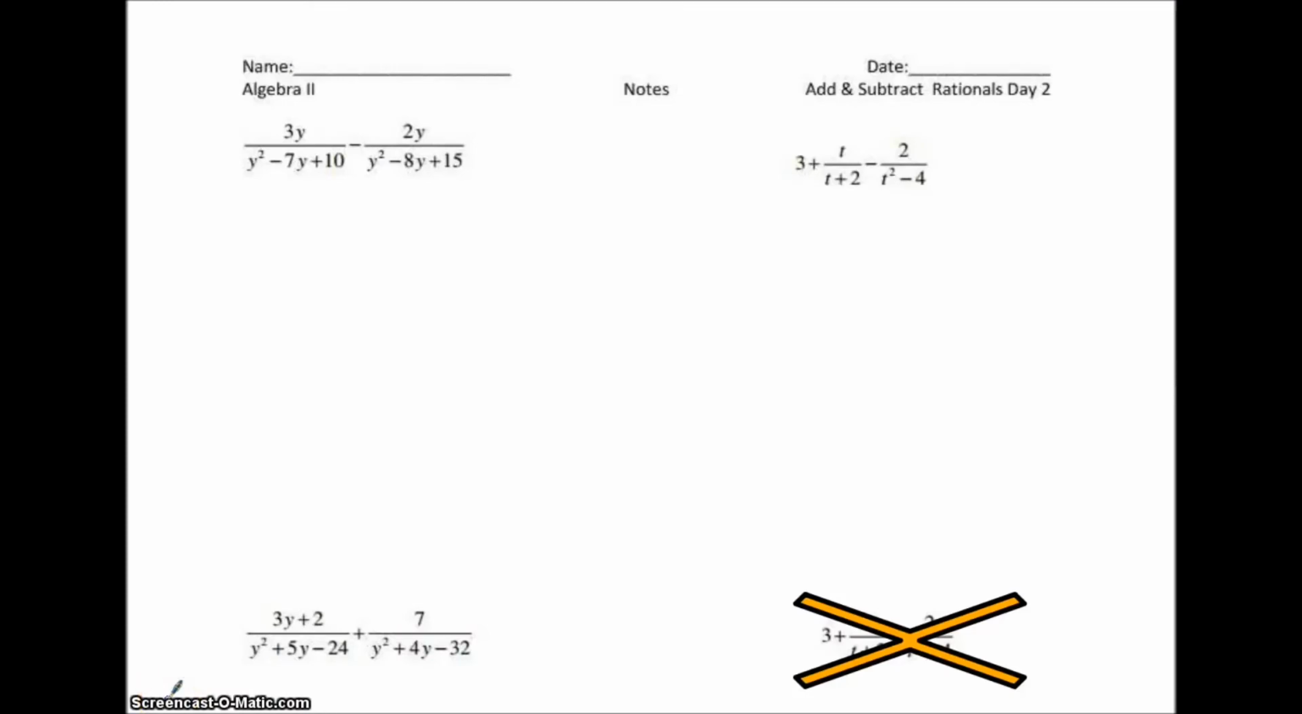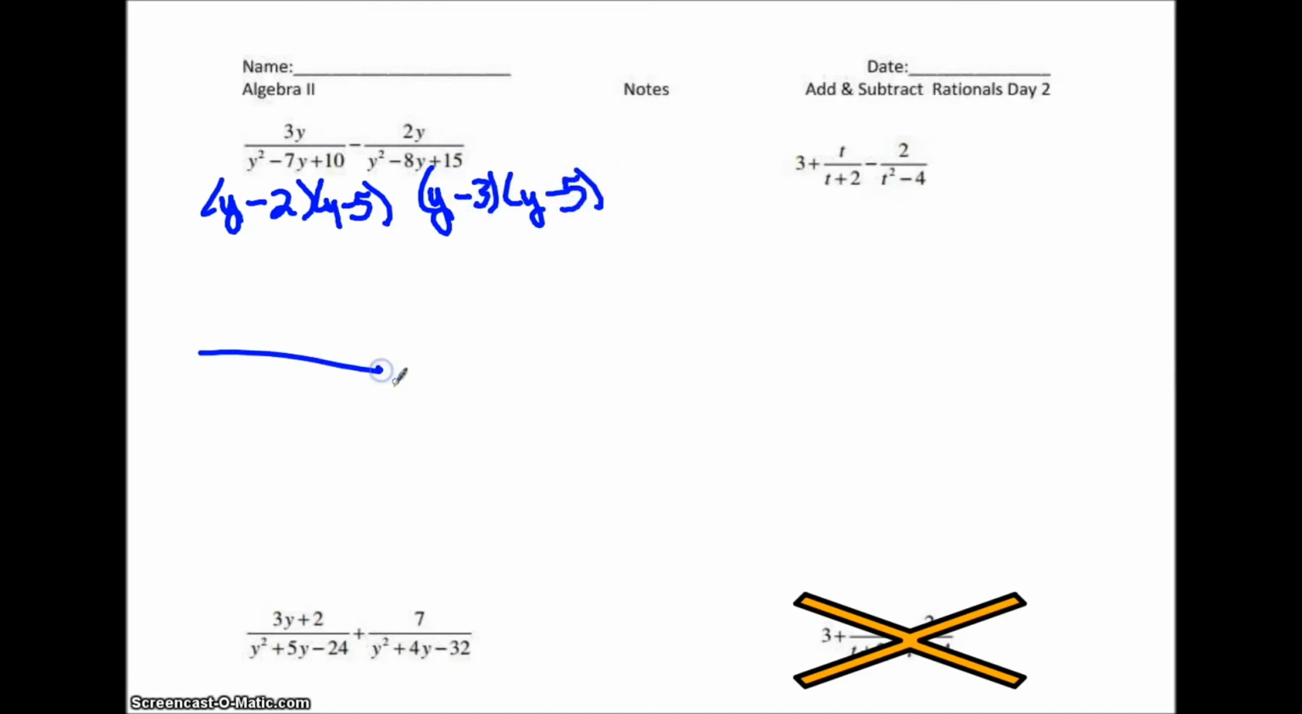Looking at the back, on the first one, you need to find the factors for each of your denominators. This is going to be y minus and y minus. Factors of 10 that give you 7 are going to be 2 and 5. This is going to be y minus and also y minus. Factors of 15 that give you 8 are 3 and 5.